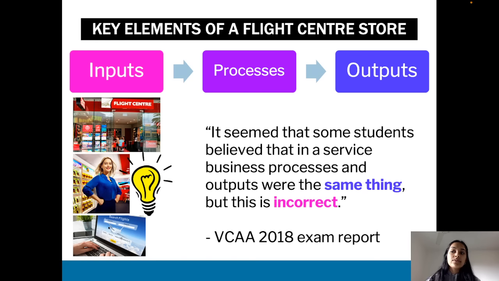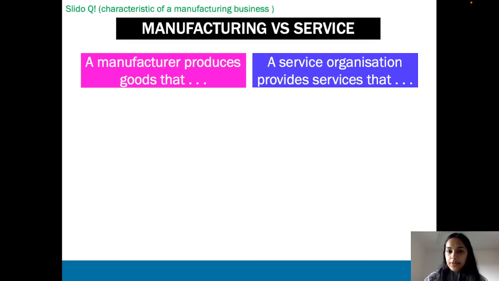So for example, if it was a bank, the processes would be, maybe if a customer came up to an employee and they asked to set up a bank account, or they asked for some information on home loans, the processes would be helping them to actually establish a bank account on the system. So getting their personal details, getting all their contact info, all of those things. And then the output is actually creating a bank account and satisfying that customer.